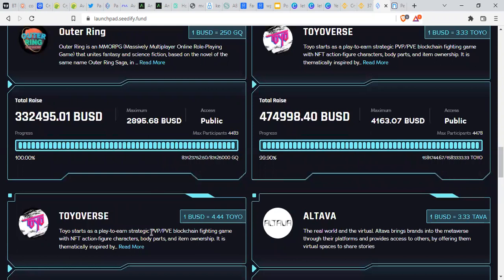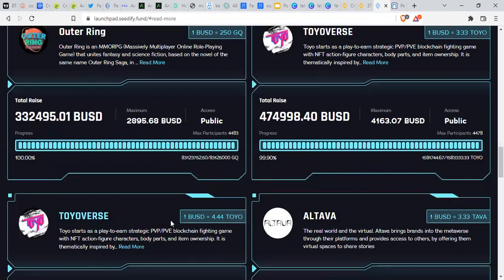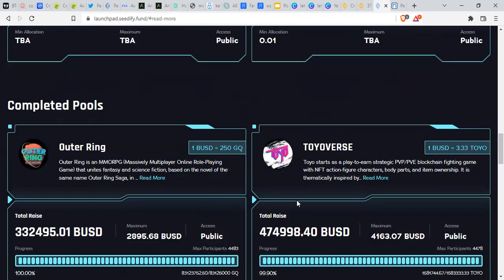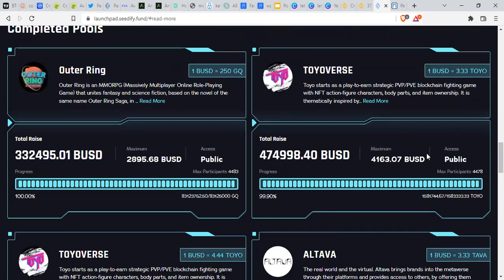So if you want to get more details about this right now, you can just go to their website to see how this was done. You can go to ToyoVerse. I'm not sure if ToyoVerse is launched on PancakeSwap yet. After this public sale here, it will go public and be listed on PancakeSwap, and it can be listed on any other exchange that you can find them.